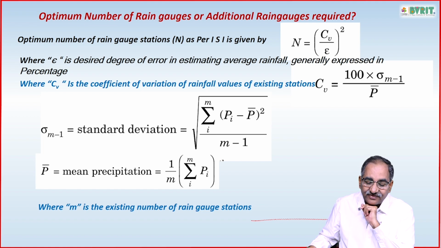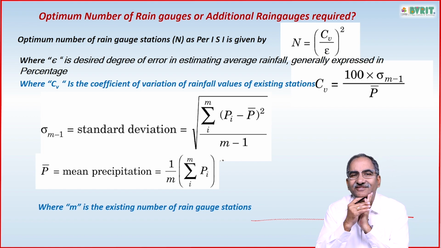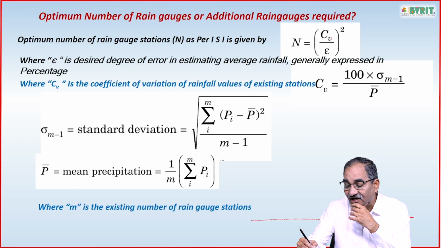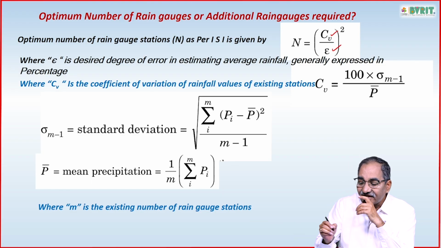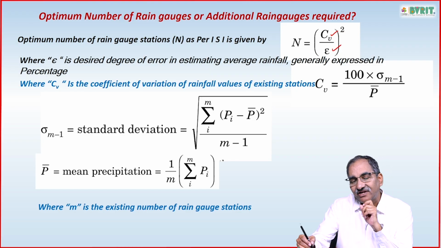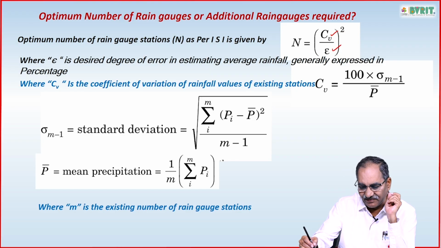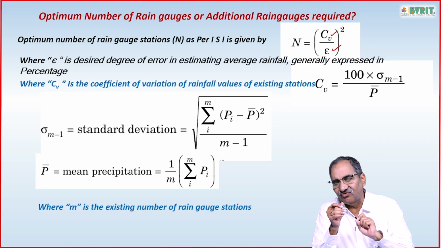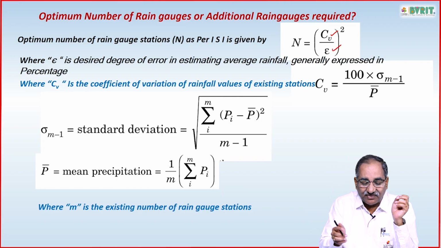In such a case, the optimum number of rain gauges as per the ISI is N = (Cv/ε)², where Cv is the coefficient of variation, which you can calculate using the standard deviation and mean, whereas ε is the permissible error, which should be given in the question.